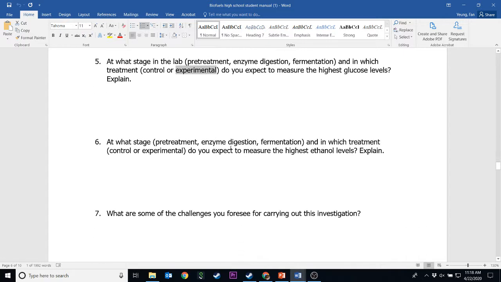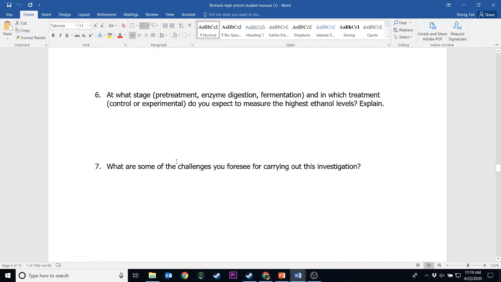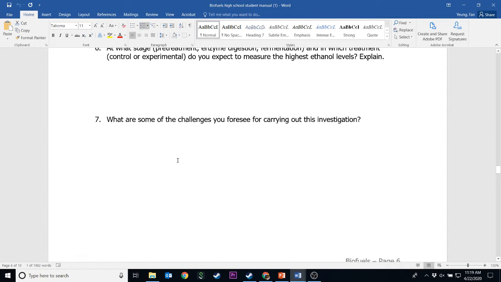Same thing, asking about alcohol, right? Which step will have the highest alcohol? In what group? You can skip number 7.